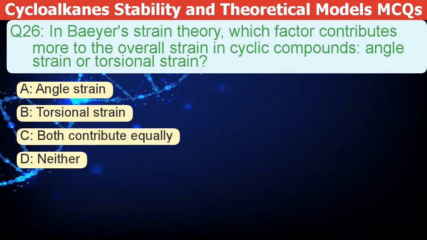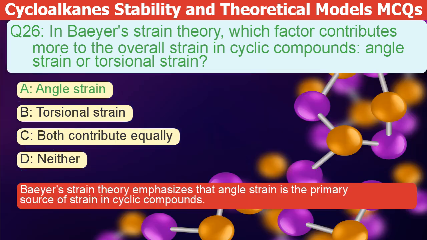According to Bayer's strain theory, what contributes more to strain in cyclic compounds? Angle strain or torsional strain? A. Angle strain. B. Torsional strain. C. Both contribute equally. D. Neither. The correct answer is A. Bayer's strain theory emphasizes that angle strain is the primary source of strain in cyclic compounds.